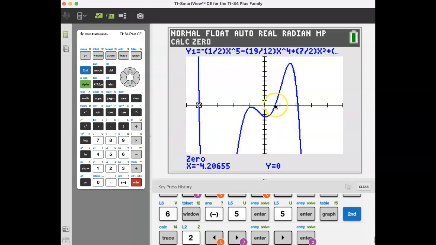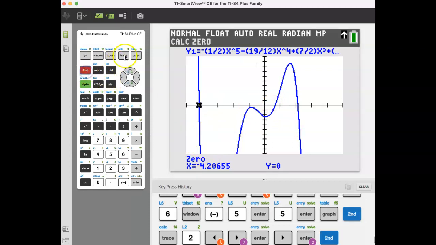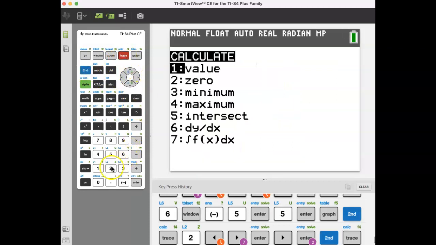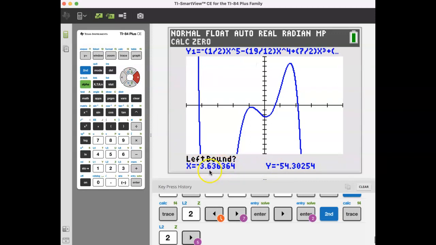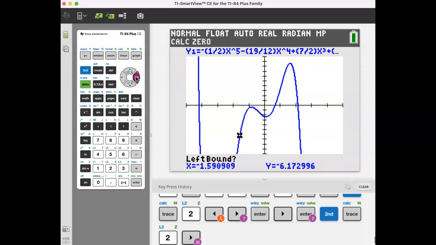I'm going to find this second x-intercept. So I'm going to hit Second Trace, and I'm going to hit number 2 again. And I'm going to go to the left of that x-intercept. Now, I can't see my cursor, but I know it's at negative 3.6, comma, negative 54.3. Here we go. It looks like it's coming back up because my y values are getting bigger. All right, so I need to be to the left. That looks like it's about to the left.